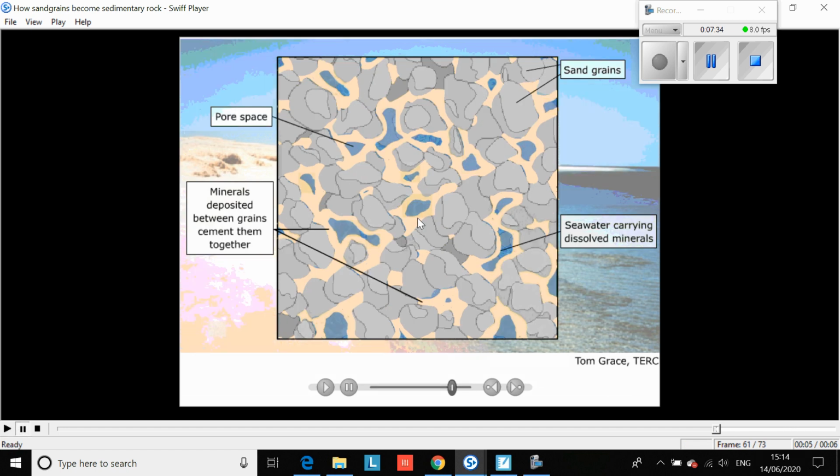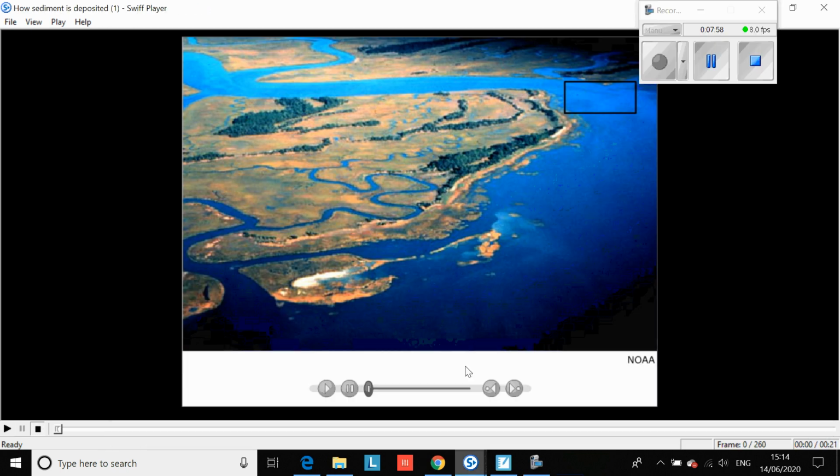These tiny grains here are all weathered bits of rock. There'll be minerals between the grains, which are dissolved in water. So seawater has dissolved minerals. Here are your little grains of rock. And what happens is, as the water evaporates, the minerals essentially stick these little grains together, creating sedimentary rocks.